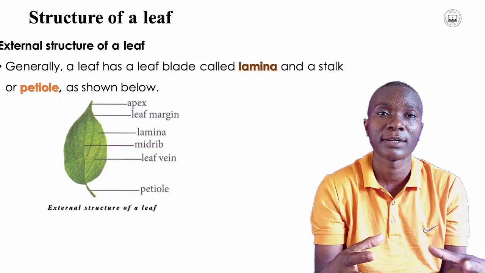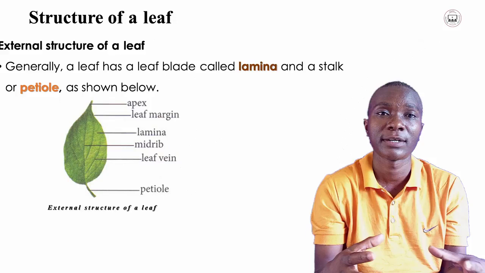Again, we have the small veins which are attached to the midrib. These are known as the leaf veins or small veins. Now the spaces here are known as the leaf blade or lamina.